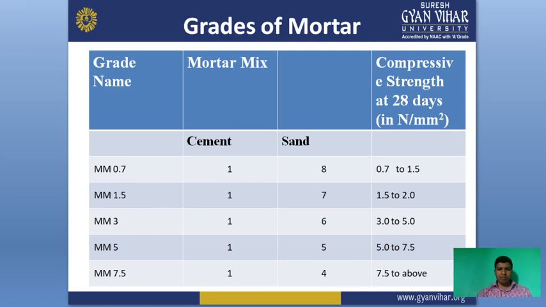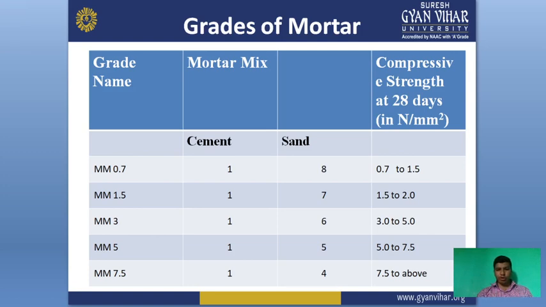So the grades of mortars are MM 0.7, this is the grade name. MM means mixed mortar, and 0.7 is the grade name, like MM3, MM5, MM7.5. MM means mortar mix. For MM 0.7 we have to mix 1 bag cement and 8 bags sand, and for MM 1.5 we have to mix 1 bag cement and 7 bags sand. These are the grades of mortar.